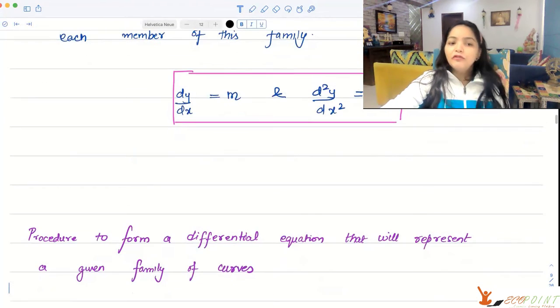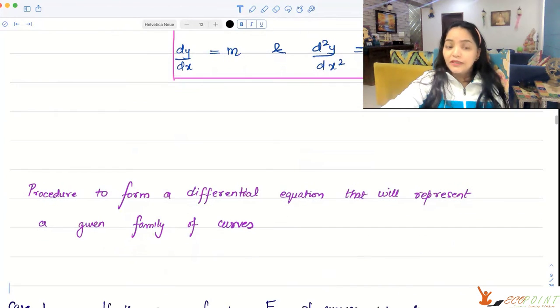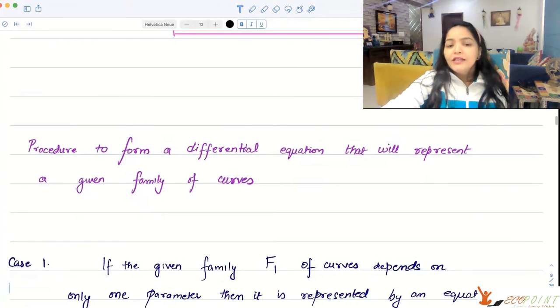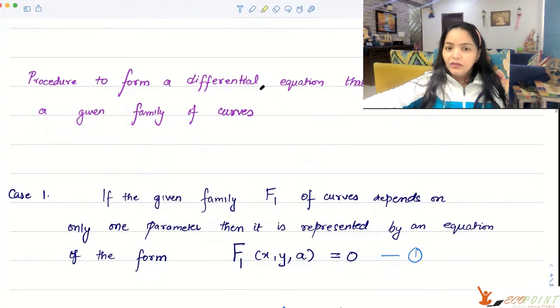Now, the procedure to form a differential equation that will represent a given family of curves. Let's work on the procedure now. I just try to give you the gist of how and what is essentially happening. What do you want to be satisfied, right? So number one, if the given family F1 of curves depends on only one parameter, it becomes very simple, because then you will have to differentiate just once.